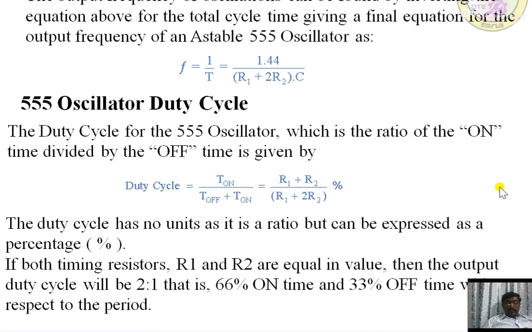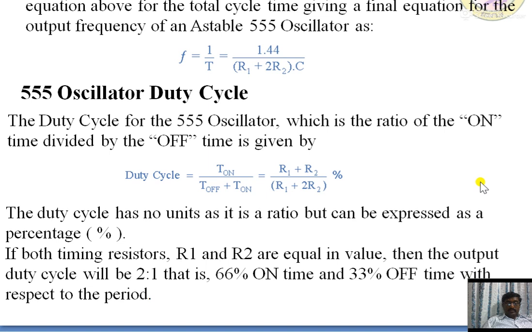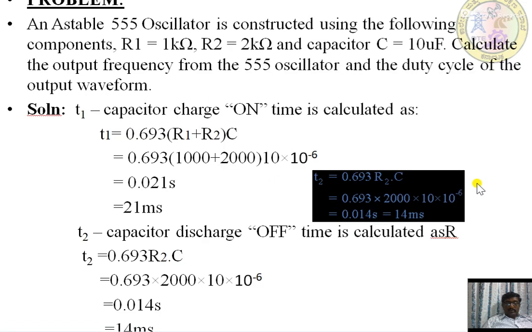Okay, so if both resistors R1 and R2 are equal in value, then the output duty cycle will be in the ratio of 2:1, that is 66% is on time and 33% is off. So if you take R1 and R2 as equal values, the on time is 66% and the off time is 33% with respect to the period.